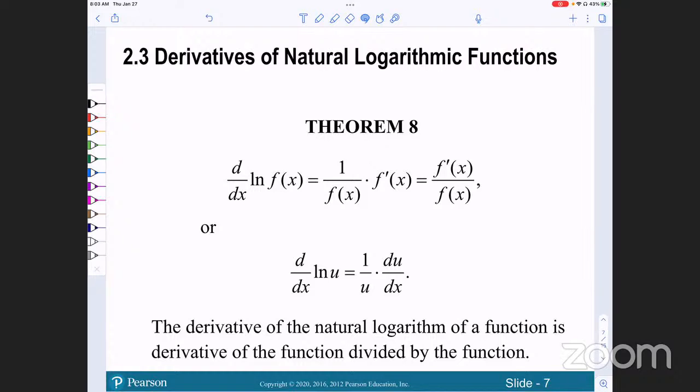So we have this theorem 8. We've introduced that the derivative of the natural log is going to be 1 over x, right?